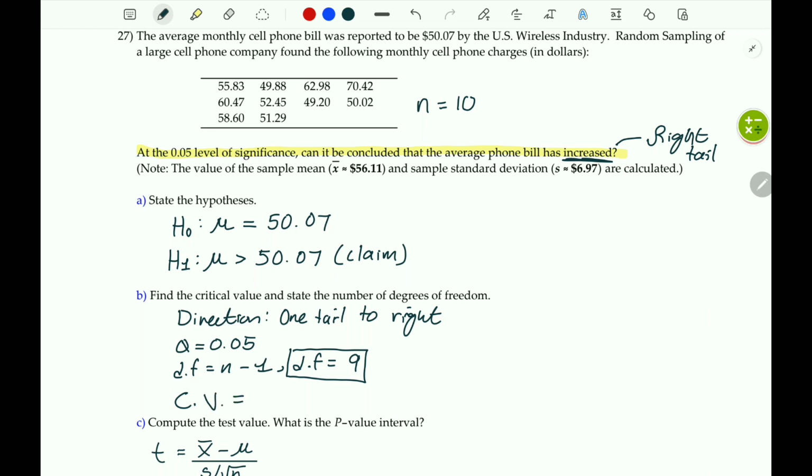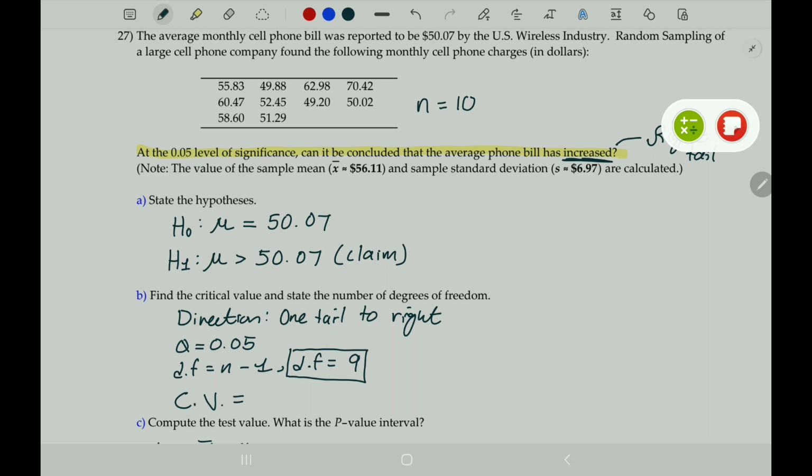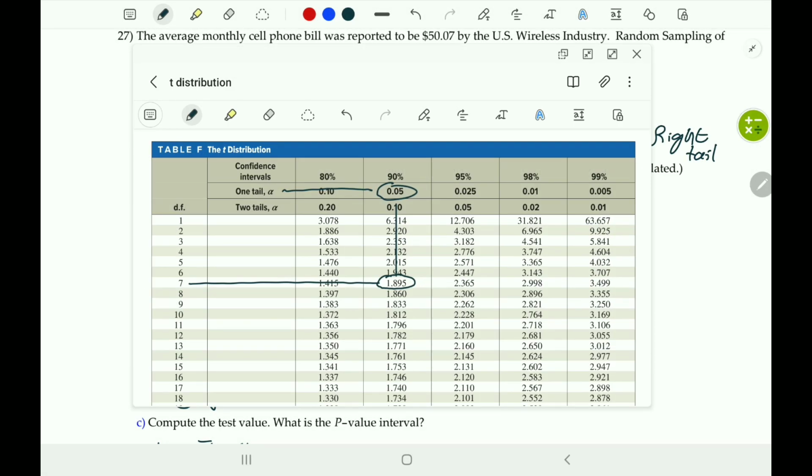Therefore, we can go into the t distribution. Degrees of freedom 9. Alpha is 0.05. Direction is one-tailed. And find the t critical value for this question. Degrees of freedom 9. Alpha is 0.05. Therefore, our critical value is positive 1.833.